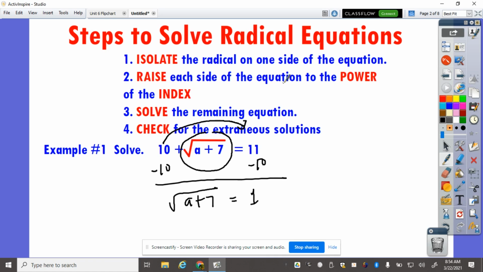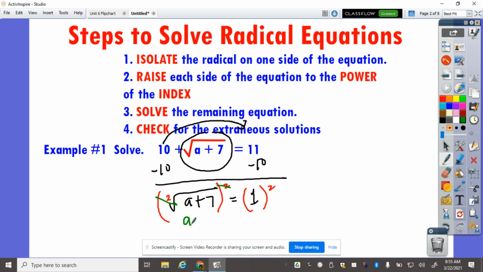Okay. Number two, raise each side of the equation to the power of the index. In this case, example number one, I have a square root. The index here is 2. That's invisible, we all know that one. So I have to raise both sides of the equation to the power of 2 because the index is 2. The idea is that this will cancel the square root, the radical sign, and the square. If that was a cube root, I would have to raise to the third power in order to eliminate the radical. Likewise, if I square the left side, I have to square the other side.